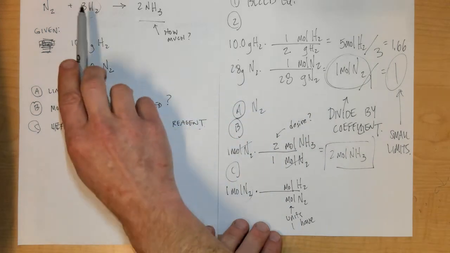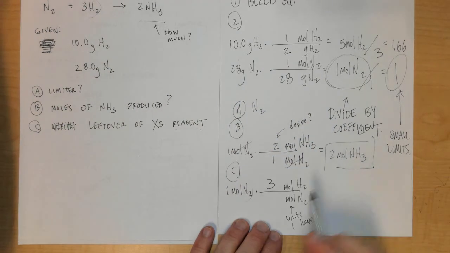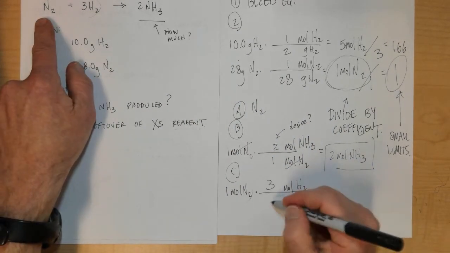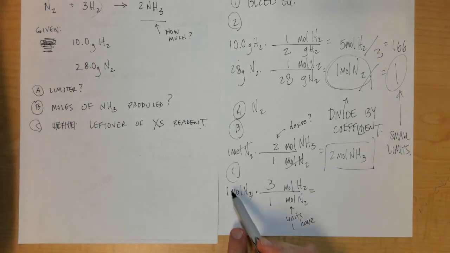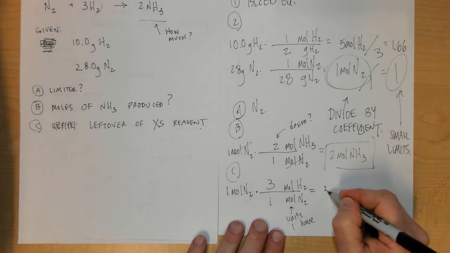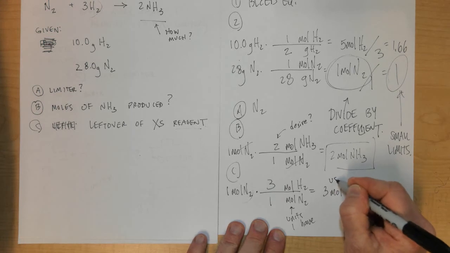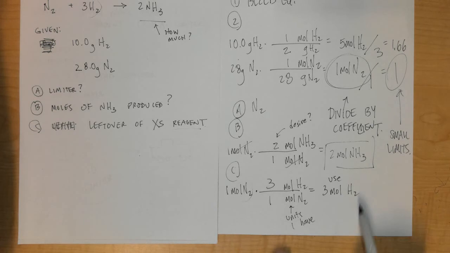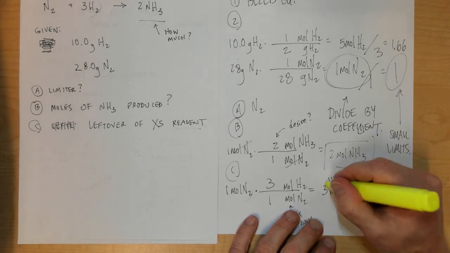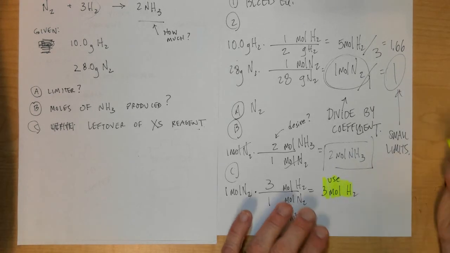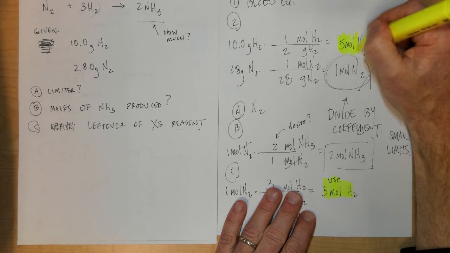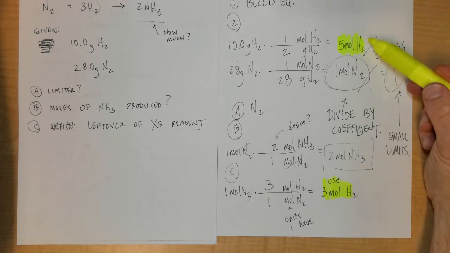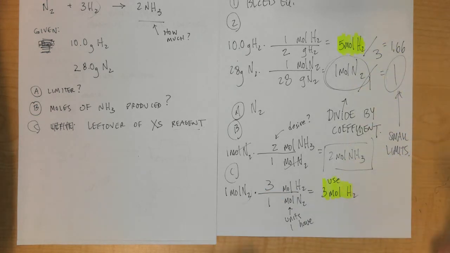For every 3 H2s, there is 1 N2. 1 times 3 divided by 1 is 3. So that means I will use 3 moles of H2. This is how much I'll actually use. Now I'm going to highlight this one, because this is how much I actually will use. This is how much I started with. Start, use. How much is left?